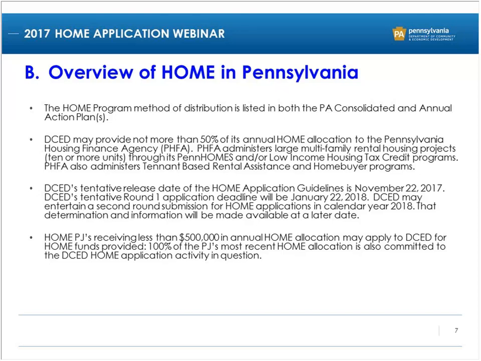Again, HOME PJs receiving less than $500,000 in an annual HOME allocation may apply to DCED for HOME-funded projects. That is conditioned upon that PJ also dedicating 100% of their most recent HOME allocation to the same activity that they're applying to DCED for.